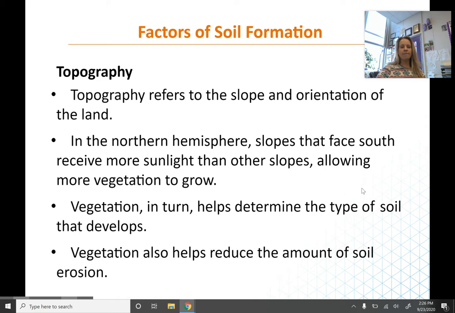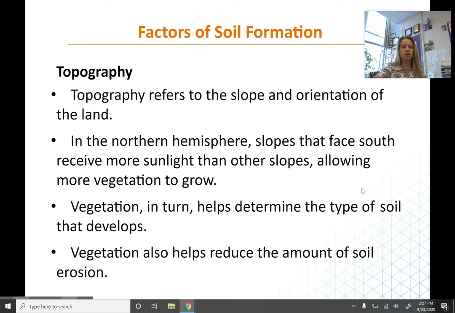And then also, what types of vegetation? So oak trees make pretty poor soil. They have real acidic leaves, and so the soil is not very rich. Whereas if you have more deciduous type trees, maple trees, that kind of stuff, then you'll have better soil.